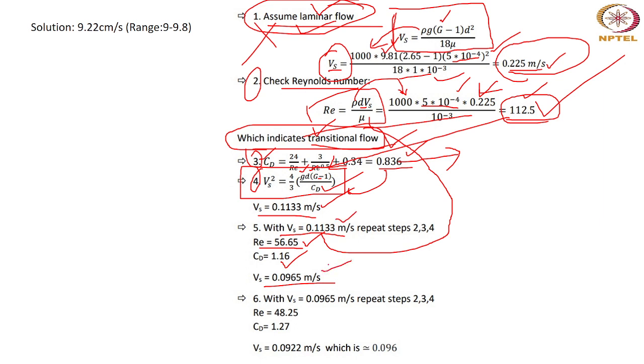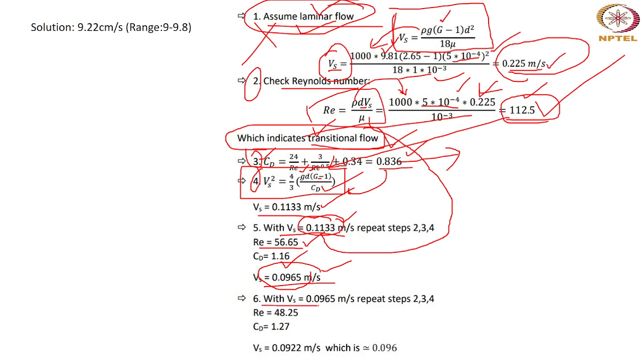Are they equal or not? No, they are not equal. They are not matching, right? This is 0.1134 and this is 0.0965. So these are not equal. So you need to go like this, trial and error, to match both these VS values. If both these settling velocity values are matching, you can say that's your answer.